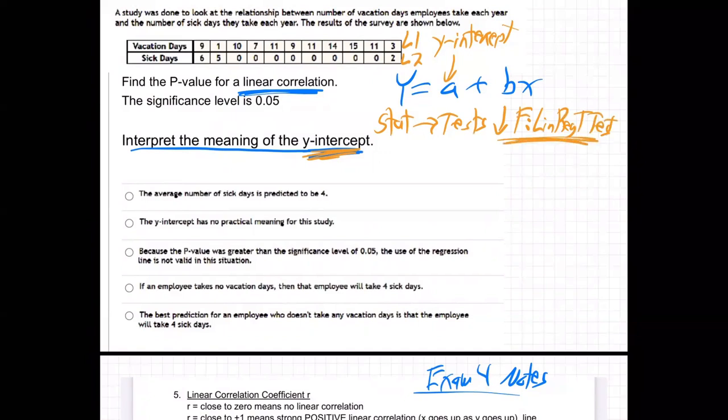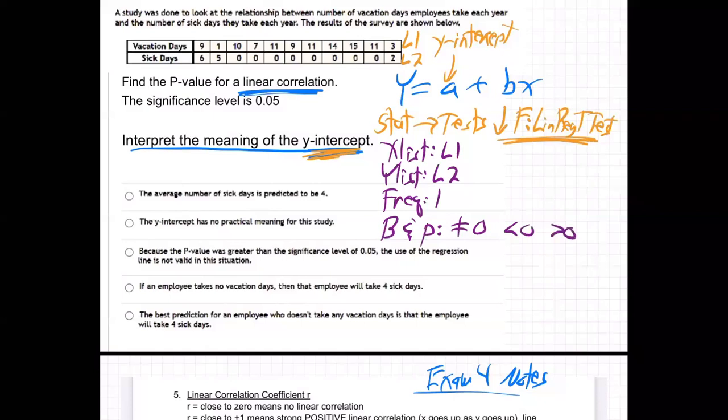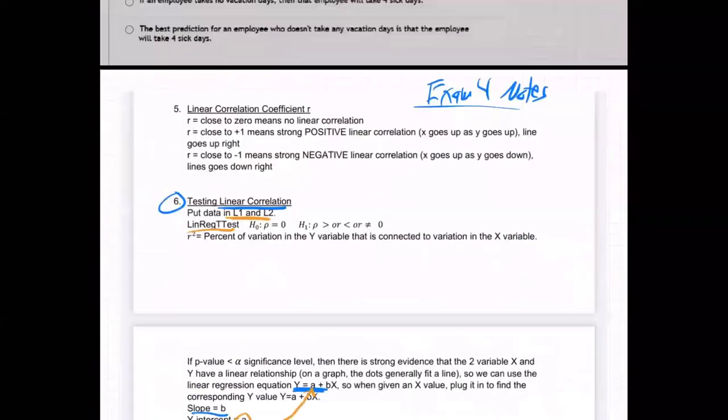Okay, and then when you do, you get the following, it'll say X list, that's L1, Y list L2, frequency 1, and it'll have not equal to 0, less than 0, greater than 0, and then calculate. Okay. And so there's what we're going to put in our calculator now. So make sure you're seeing this in the notes.